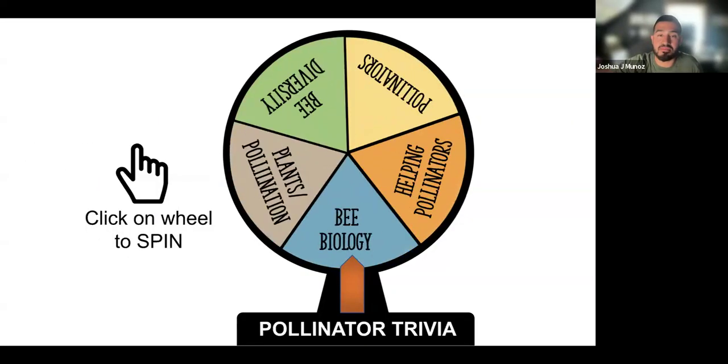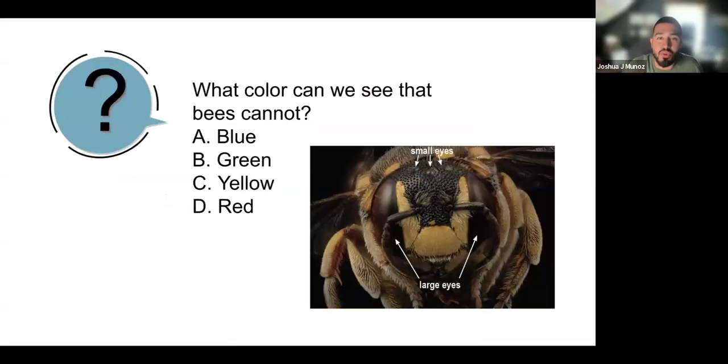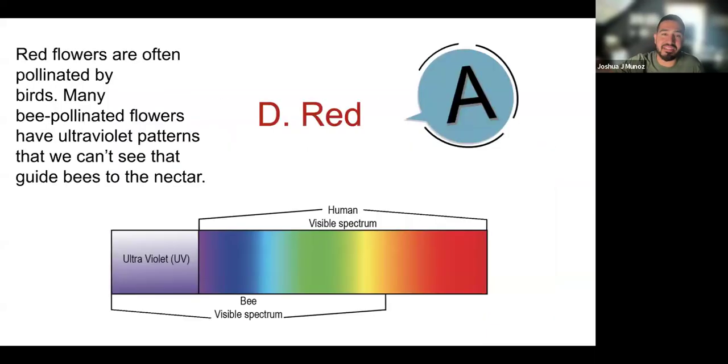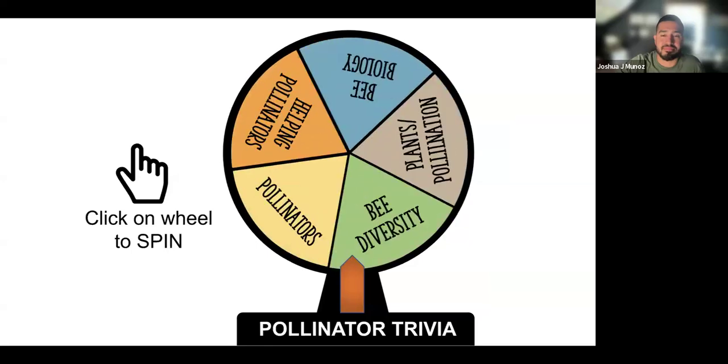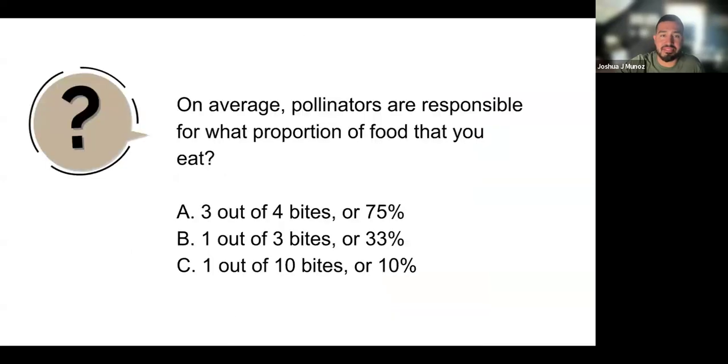And we're pretty much at bee biology. What color can we see that bees cannot? I'll kind of move quick here because I know we're kind of out of time. But the answer is red. Kind of move through this fast, you know.